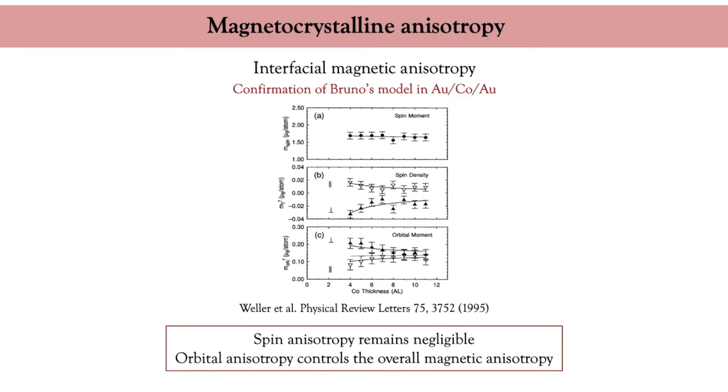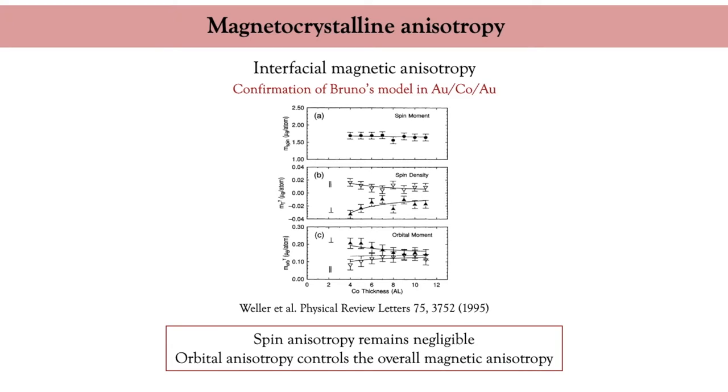Perpendicular magnetic anisotropy has been observed in many transition metal multilayers, such as gold-cobalt multilayers or platinum-cobalt multilayers. The reported magnetocrystalline anisotropy can be as high as a few millielectron volt per atom, so 1,000 times larger than bulk anisotropy. To understand the origin of such an anisotropy, the Bruno model was used. In this graph, I report the experimental results obtained by Weller and coworkers in 1995 on gold-cobalt-gold multilayers. It displays the spin moment, the spin anisotropy, and the orbital anisotropy as a function of the cobalt thickness measured by X-ray circular dichroism.